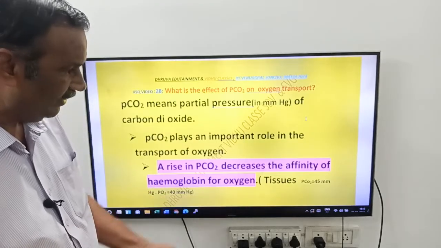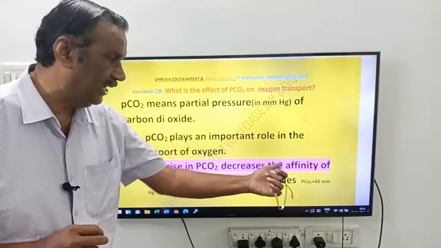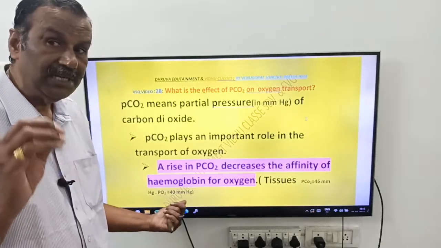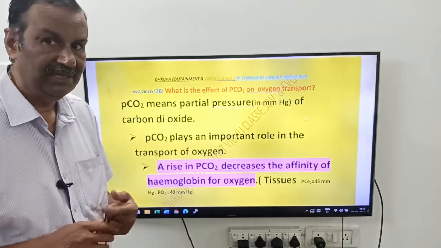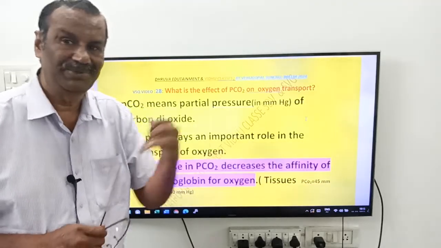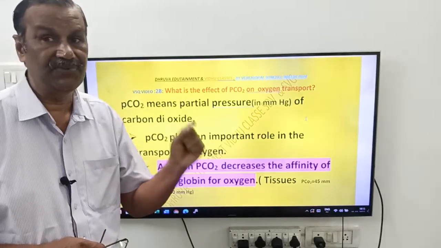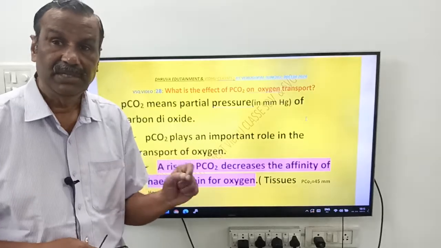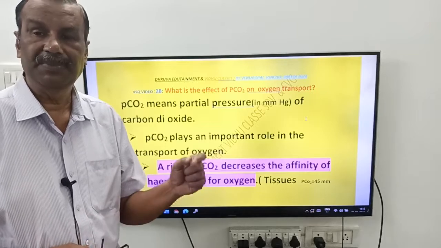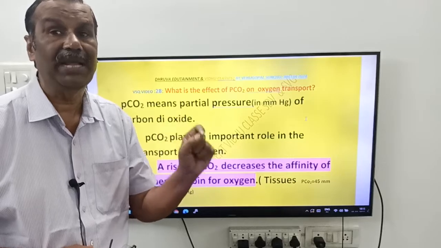See friends, this is for NEET. At tissues, the partial pressure of carbon dioxide is 45 mmHg and the partial pressure of oxygen is 40 mmHg. At tissues, the partial pressure of carbon dioxide is more and the partial pressure of oxygen is less. Once again, this is for NEET and MSET.